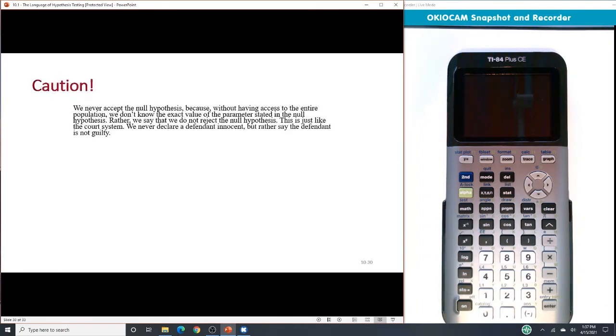Now I kind of stated this before. We never accept the null hypothesis. We never accept the alternative hypothesis. We either reject or do not reject, and it's the null hypothesis that we're always talking about. So we either reject the null hypothesis or we do not reject the null hypothesis. It's kind of like court. We never say the person is innocent. We say they are not guilty.